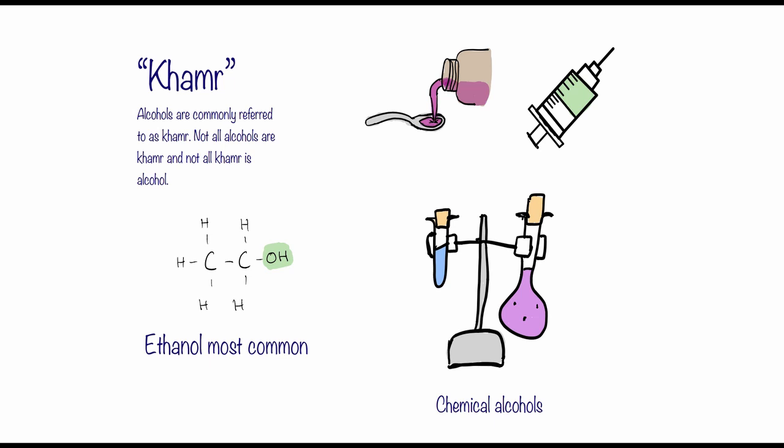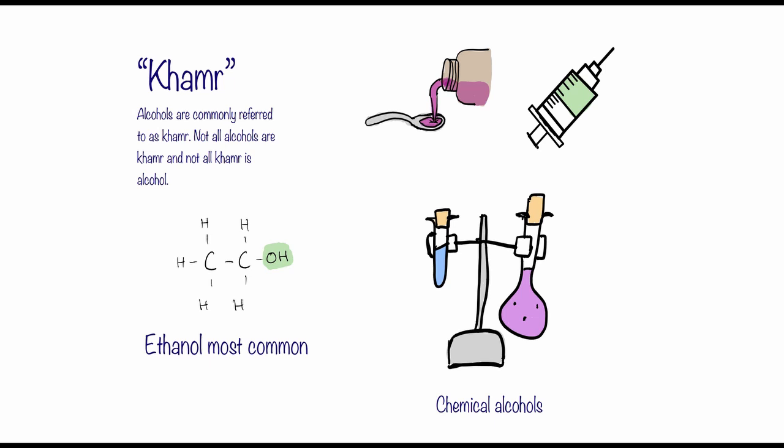Let's start by looking at the term khamr. Khamr is something that intoxicates the mind and is prohibited for Muslims to consume or use. Alcohols are commonly referred to as khamr. However, not all alcohols are khamr, and not all khamr is alcohol. The term alcohol is given to any chemical compound that has an OH group on it. These come in many different types.